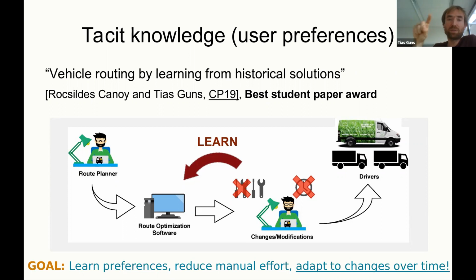Or it might shift one route to another route because this driver maybe is less experienced. And there are many, many more of these examples where there are some aspects which are not in the data, not in the constraints, and which are very difficult to capture.